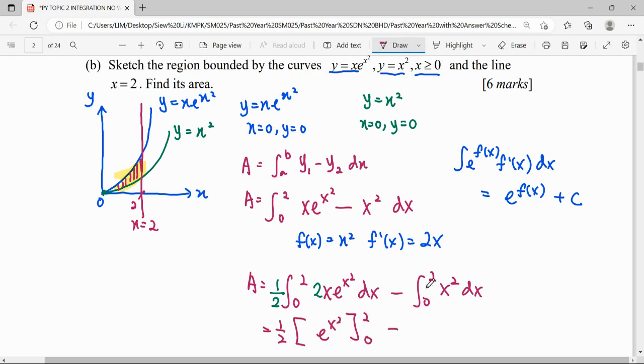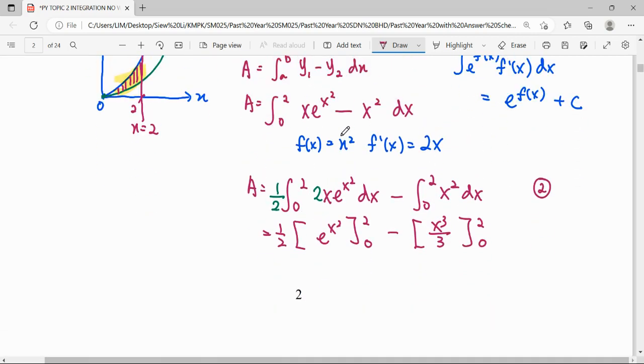For the x squared, we can use our formula number 2, for individual x, where the power plus 1 over the new power. After we integrate, we are going to substitute the upper limit minus the lower limit, and we figure out this.